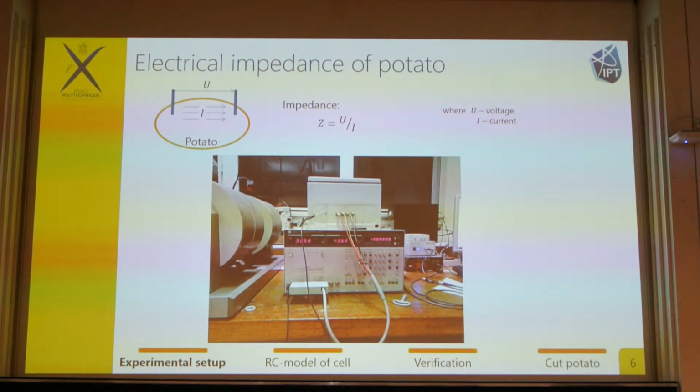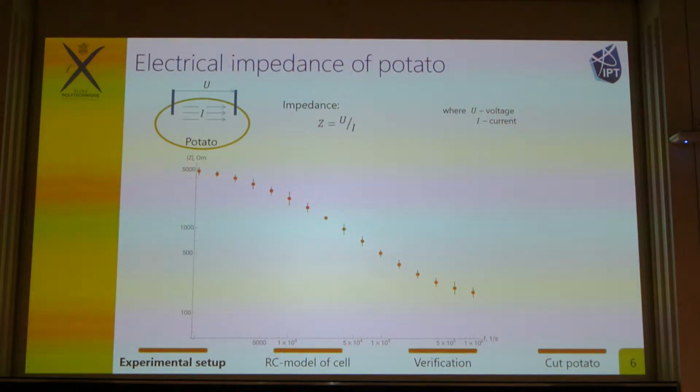Okay, going on. Electrical impedance of the potato. So first of all, to measure electrical impedance of potato is very easy. We apply the tension here, we measure the current, and in the end we just measure the impedance. An example of our plot is something like this.